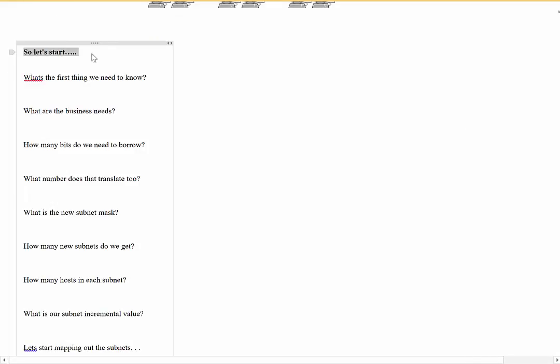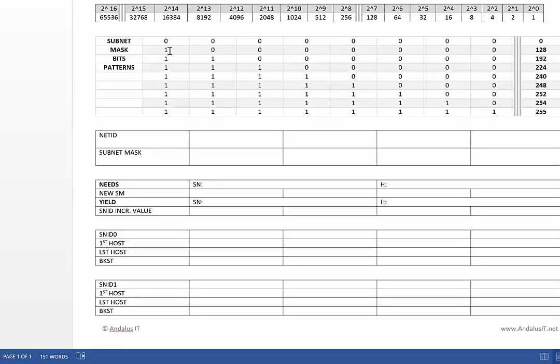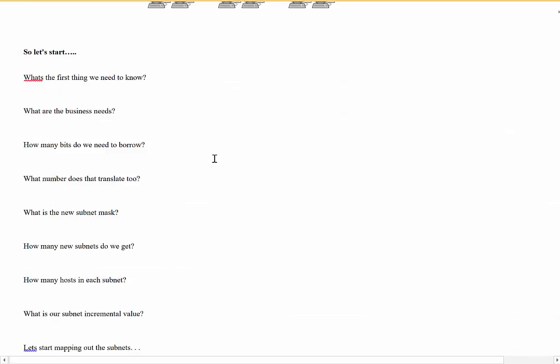All right, so let's go ahead and get started. So what's the first thing we need to know here? Well, if you look at the TCP/IP tip sheet, we need to know the network ID and we need to know the subnet mask. These are some of the most important things, and we had highlighted that earlier.